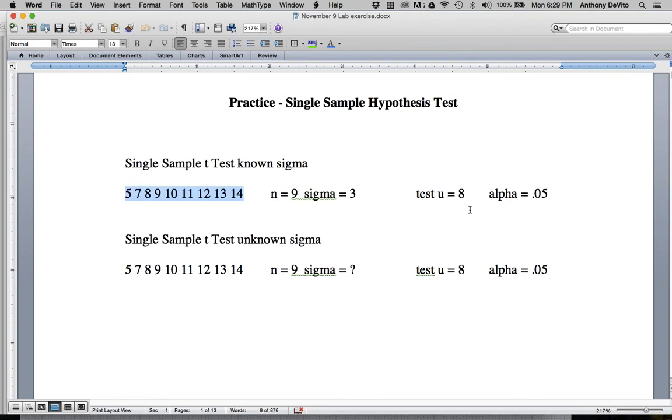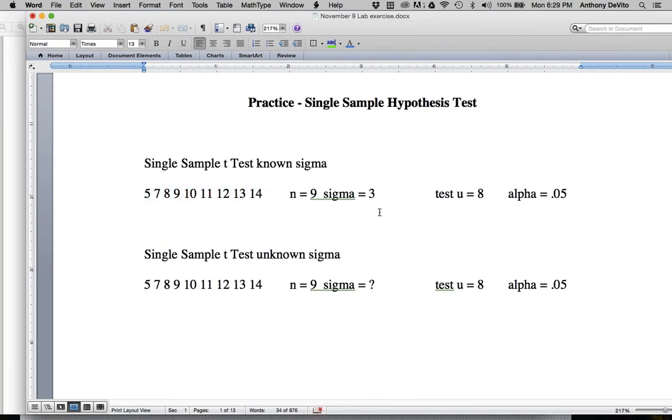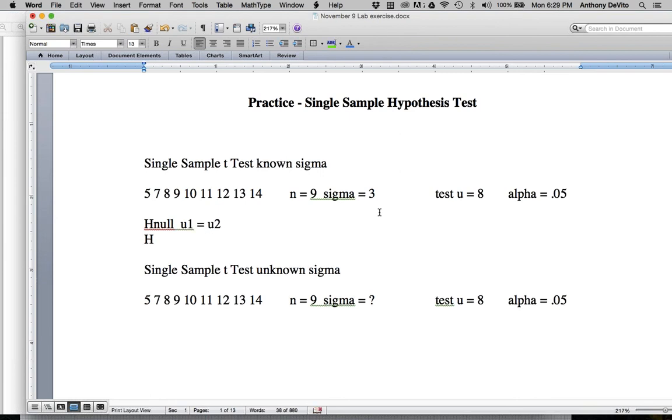So what's our null hypothesis going to be? Anybody want to propose a null hypothesis? Right, the two means are the same: the mean of population number 1 is equal to the mean of population number 2. What's our alternative hypothesis? Well, actually, wait a second. We know what the mean of population number 2 is. It's equal to 8, so I can just simply put 8 in there.